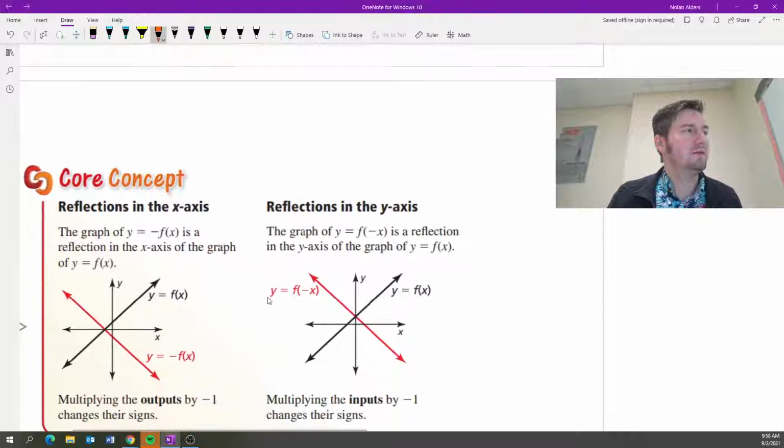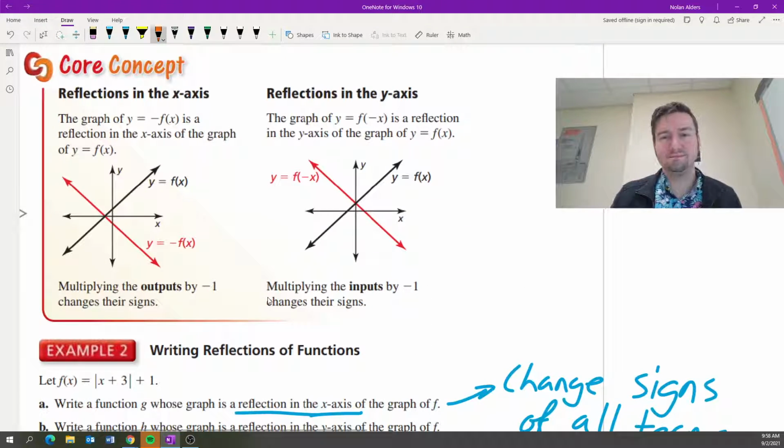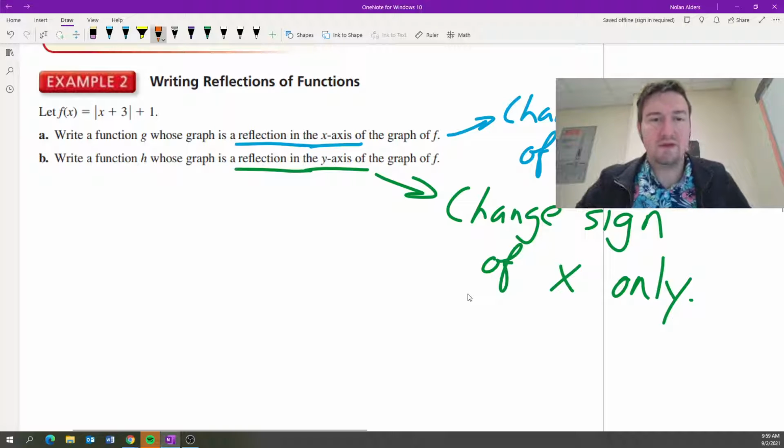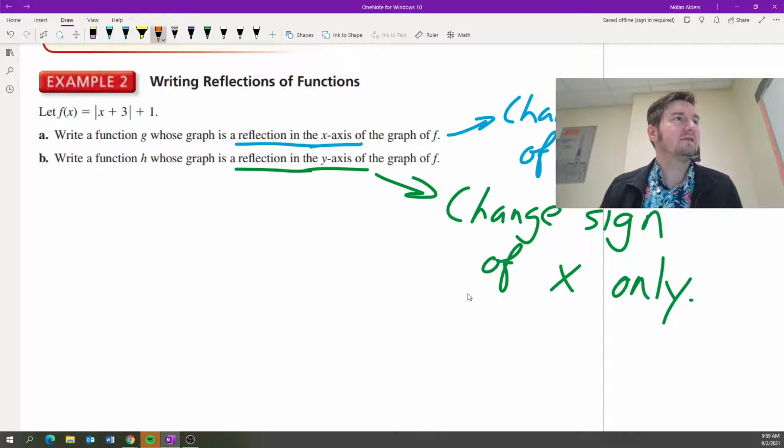All right, let's move on to reflections. So reflections, we have 2 types of reflections. We have reflections in the x-axis, and we have reflections in the y-axis. And we have 2 sets of rules for what we do to transform a function based on those 2 types of reflections. So I'm going to show you the difference on this example between x-axis reflections and y-axis reflections.